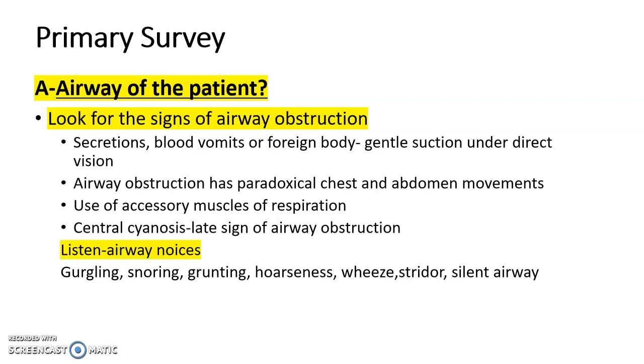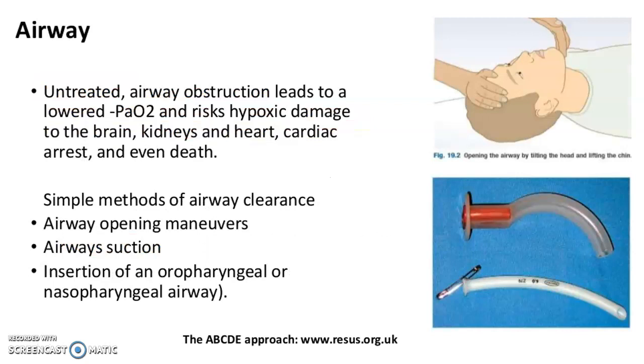You can also see on the mechanical ventilator the airway pressure. You can also assess the use of accessory muscles on respiration. The other is central cyanosis, which is a late sign. So it is a late sign of airway obstruction. You have to act emergently. So listen to airway noises for any gurgling sound, snoring, hoarseness, wheezing, stridor, or silent airway.